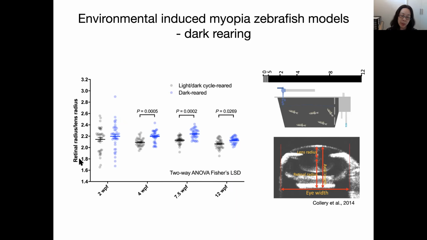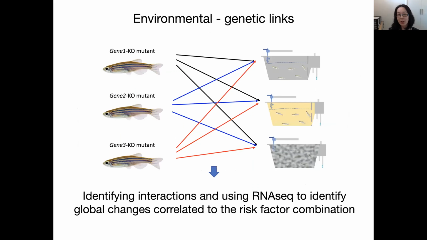So instead, we're now looking at the ratio between retinal radius and lens radius. And we're also looking at the curvature of the lens, which will affect how the visual input is focused. And the next plan is then to take some of our gene candidate CRISPR mutants and combine them with different environments to see synergies and links between the genetics and the visual input.